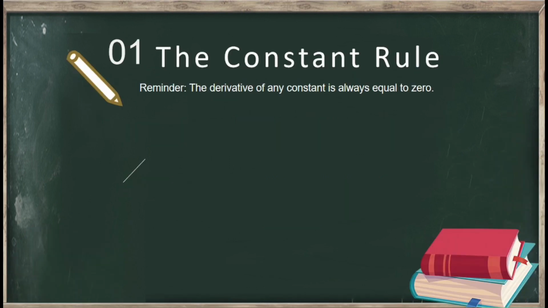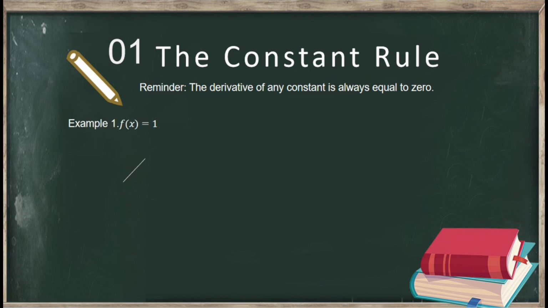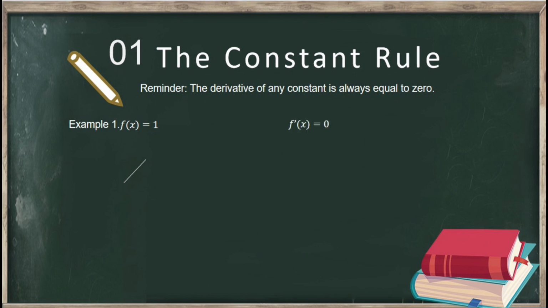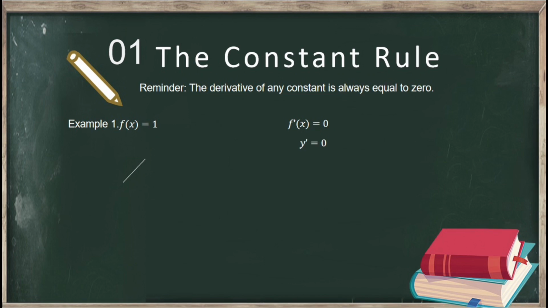The first rule is the constant rule. The derivative of any constant is always equal to 0. Pasabot mga anak, ang derivative sa number is 0. For example, we have f of x is equal to 1. We write the first derivative as f prime of x is equal to 0. Pwede po siya ma-represent as y prime is equal to 0.